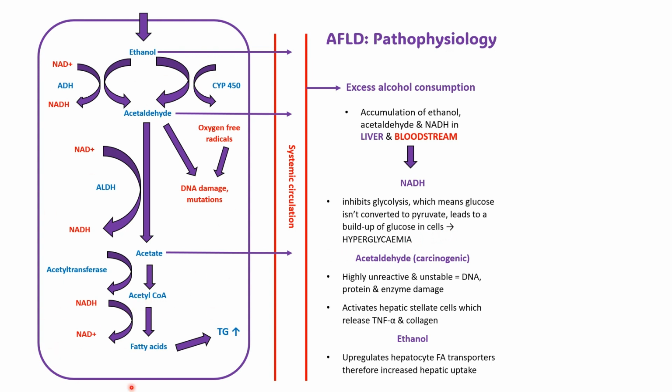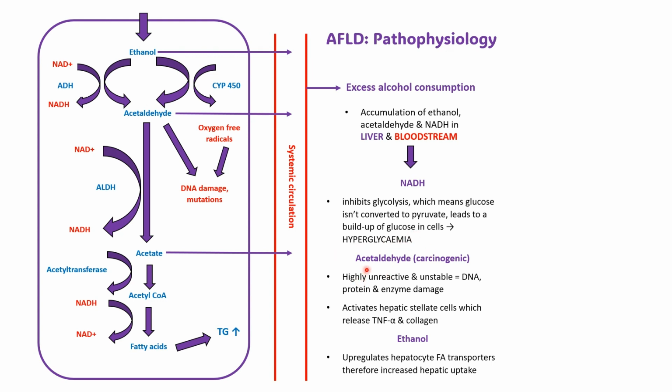So if we come back to this diagram, we've got lots of reduced NADH being produced. This system is going to be saturated, and therefore the only way to utilize reduced NAD is to convert acetyl-CoA to fatty acids, which are stored as triglycerides, which we don't want because that's going to increase the fat content within the hepatocytes. And then also we have this process where it's inhibiting glycolysis, which normally requires phosphorylation and oxidation, which ultimately can result in hyperglycemia.